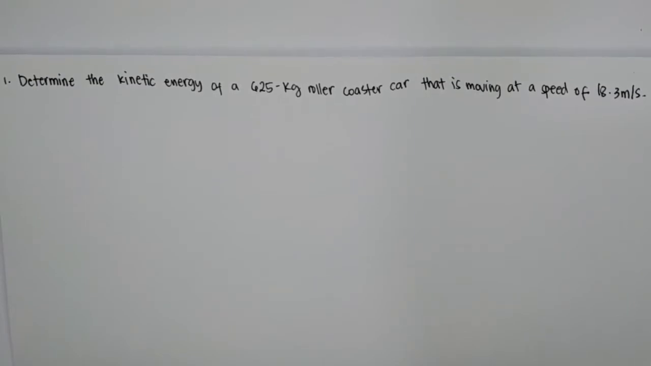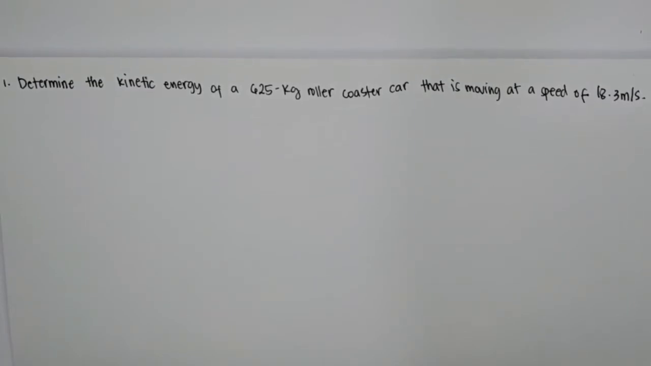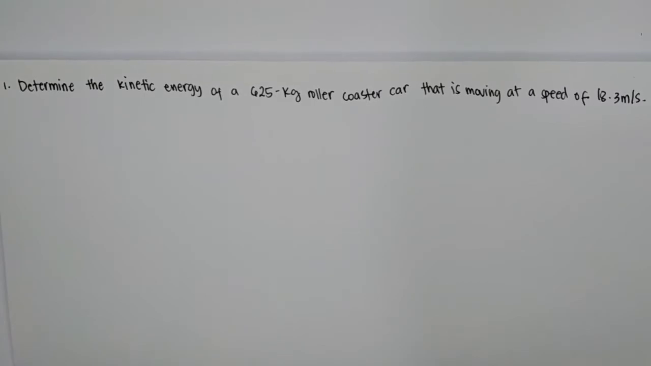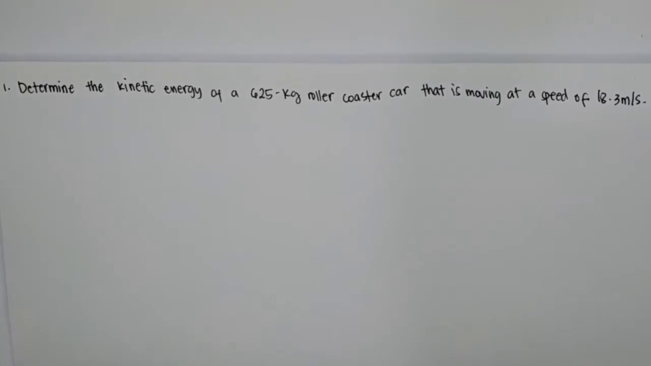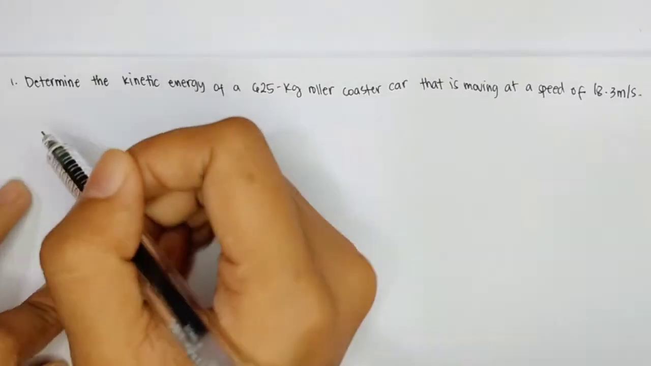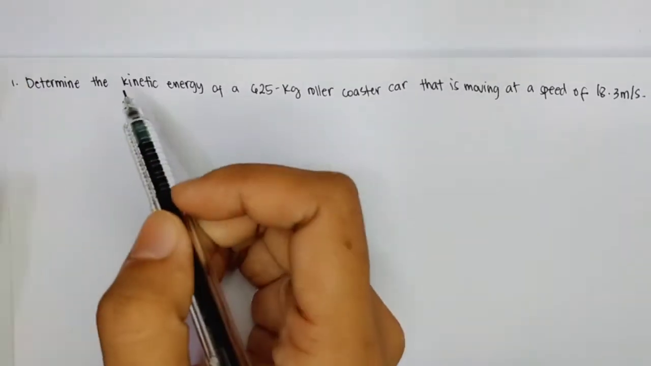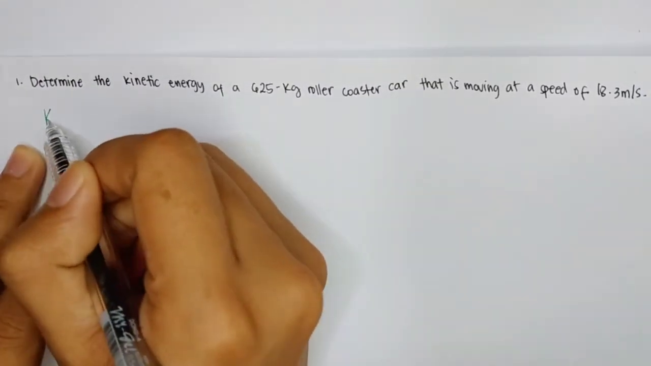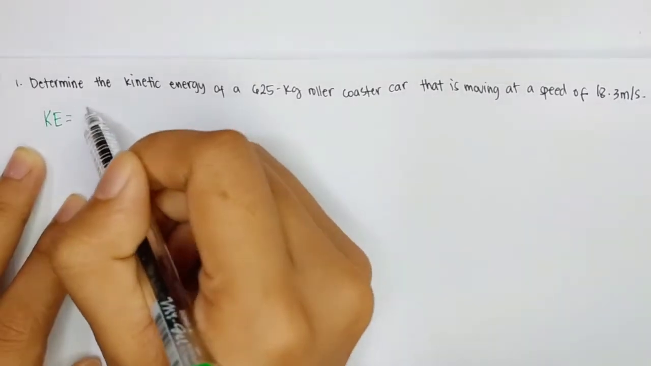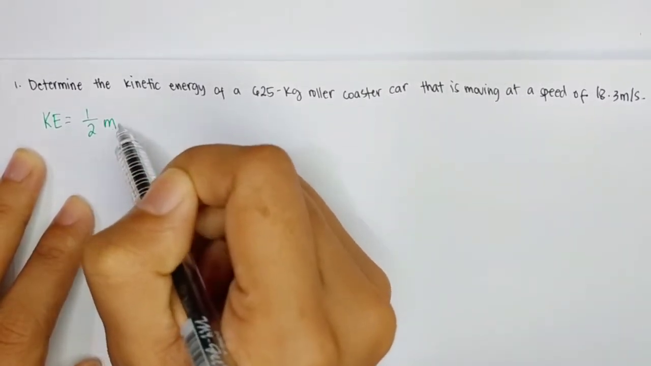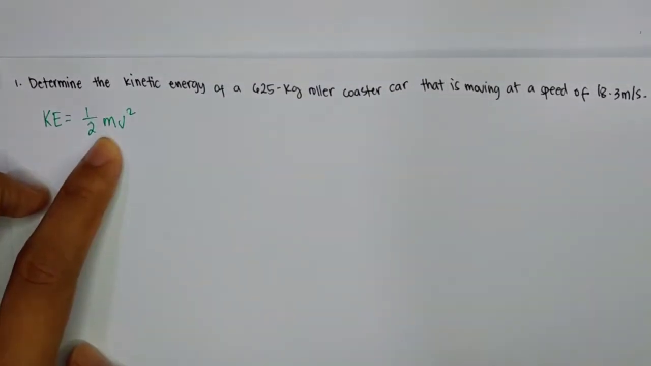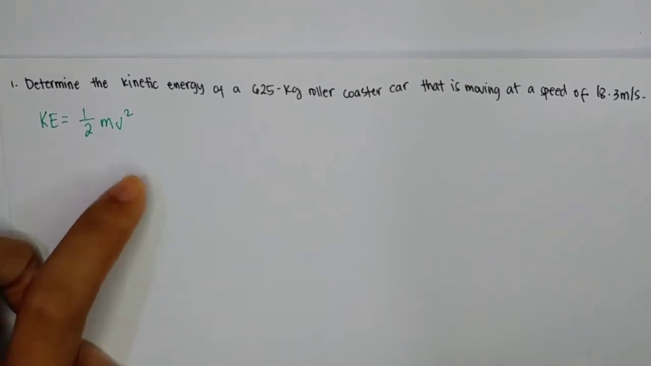Proceed tayo. Determine the kinetic energy of a 625 kilogram roller coaster car that is moving at a speed of 18.3 meter per second. Again, ano yung formula ng kinetic energy natin? We have kinetic energy that is 1/2 mv squared. So, yung m natin is our mass, yung v natin is ang speed.